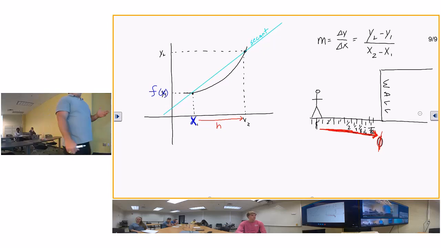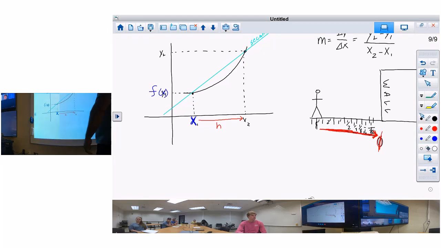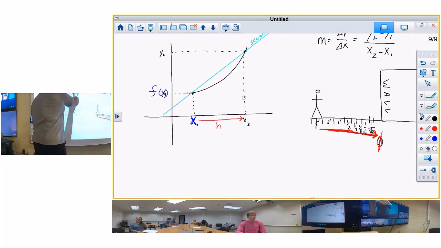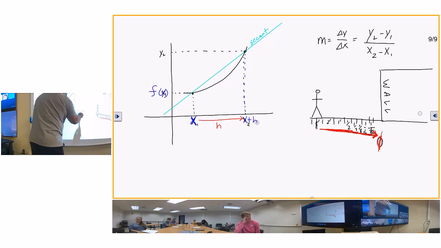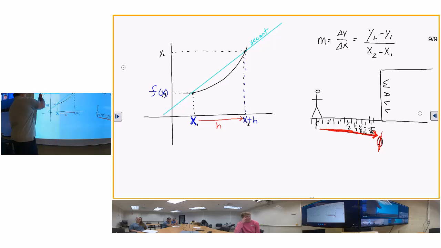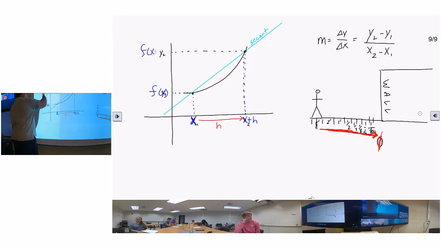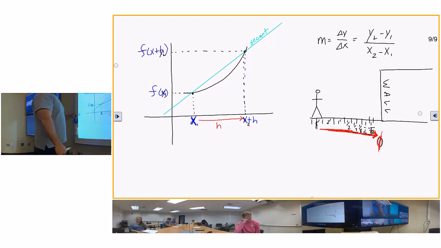Everybody with me? So this would be x plus what? This point right here would be what? X plus h. Of course, we can't call this y sub 2. We have to call it what? F of x plus h.